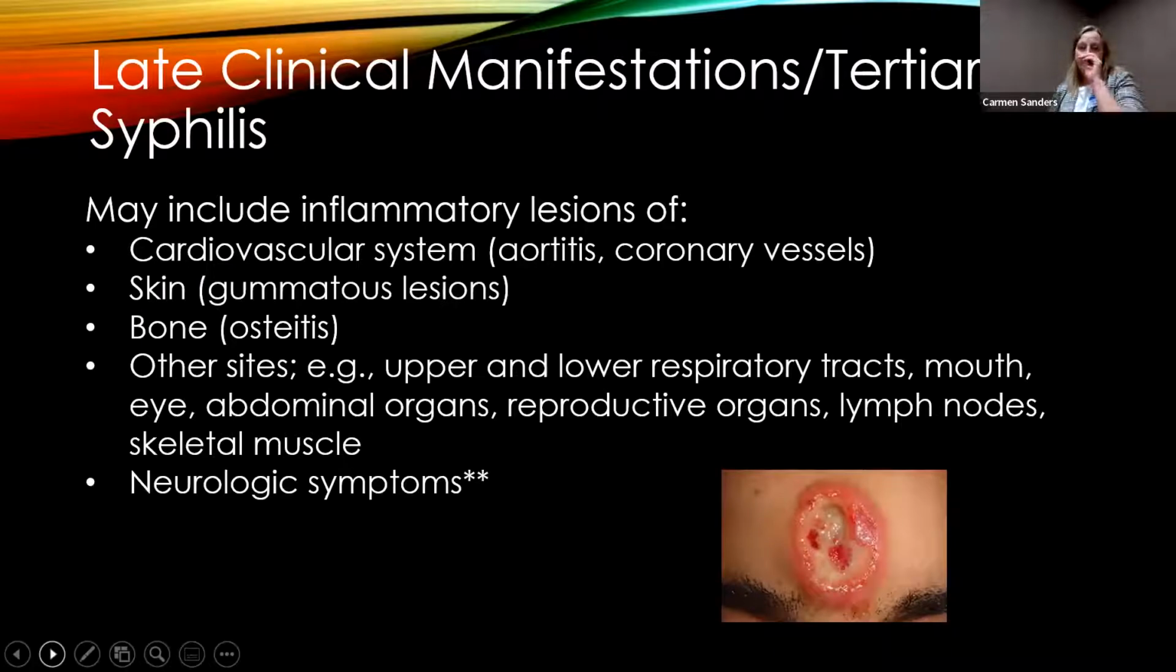So other late clinical manifestations of tertiary syphilis may include any lesions of the cardiovascular system. So you'll see aortitis, inflammation of the coronary vessels, the gummatous lesions, as were evidenced in the last slides, bone inflammation. You'll see some osteitis at times. Other sites that syphilis can manifest itself is pretty much anywhere. It's the upper and lower respiratory tracts in the mouth, eyes, abdominal organs, reproductive organs, lymph nodes, and skeletal muscle. I mean, really kind of everywhere. And they may exhibit neurologic symptoms. Now, back in the day, let's go ahead and go to the next slide, please.